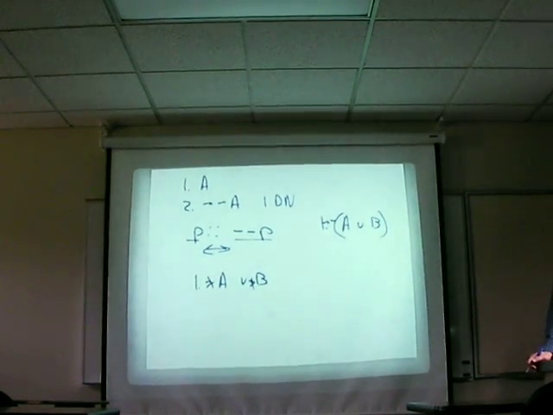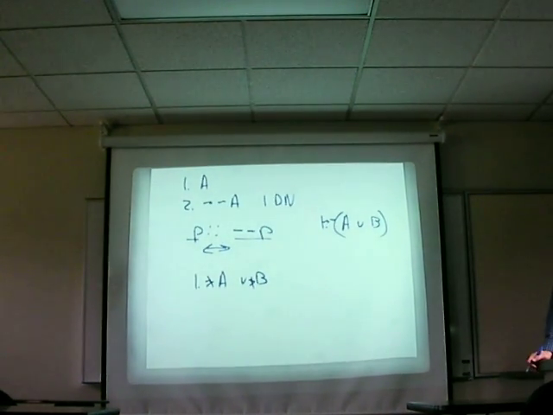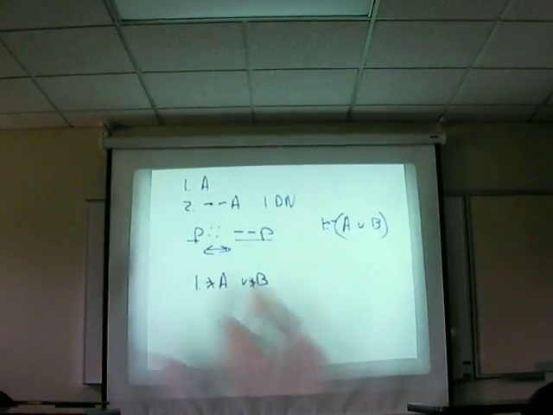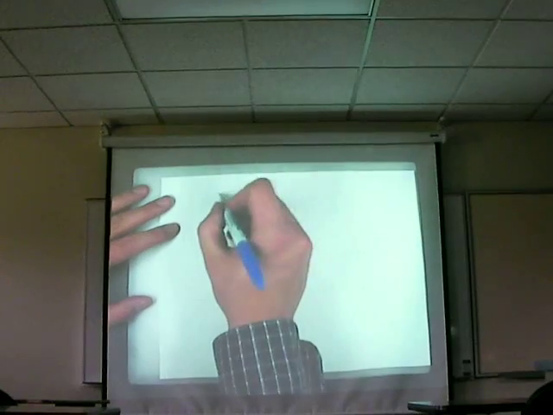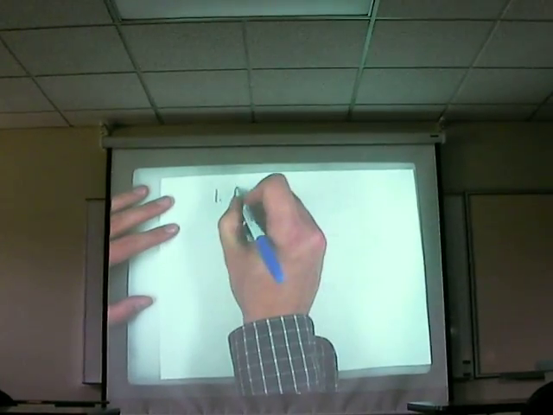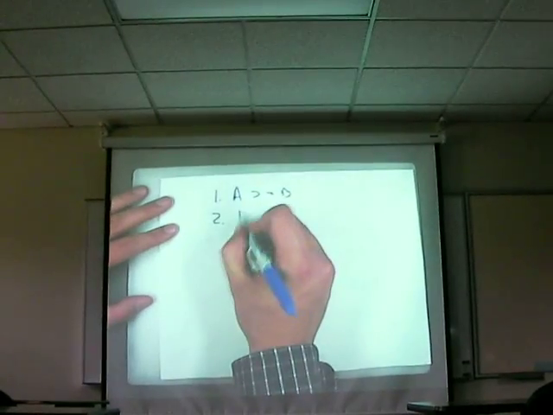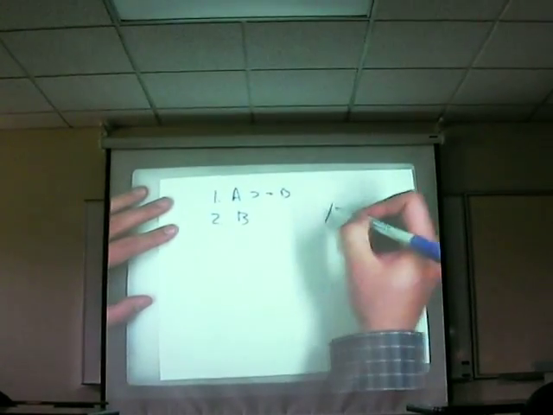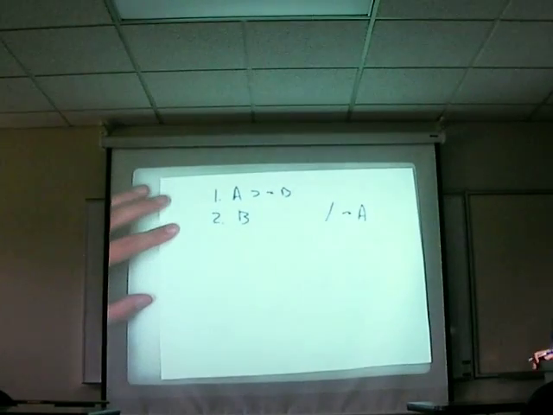Why do you need to do double negation? Why is this a useful rule? Well, most frequently it's used in conjunction with either modus tollens or disjunctive syllogism. Let me give you a couple of examples of that. For instance, suppose that we had, in line 1, A horseshoe not B, in line 2 we had just simply B, and the conclusion we were asked to derive were not A.